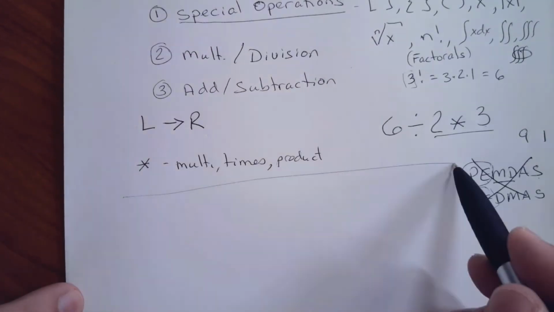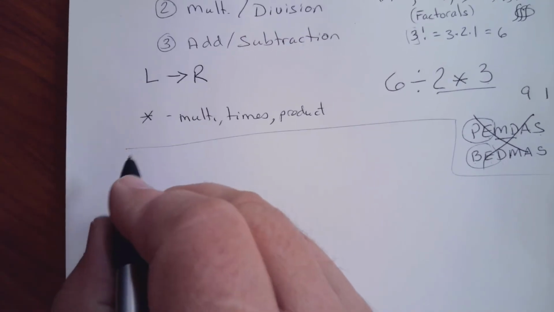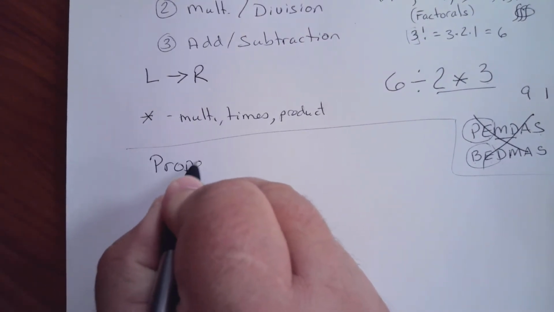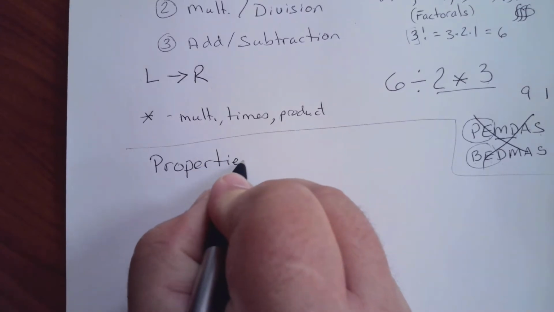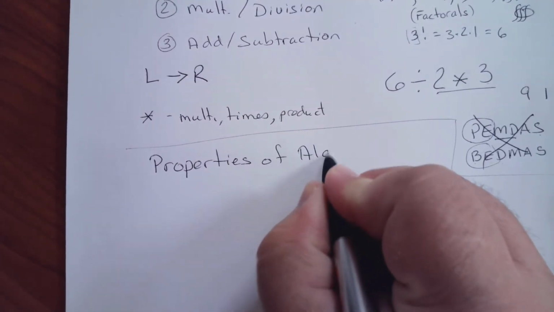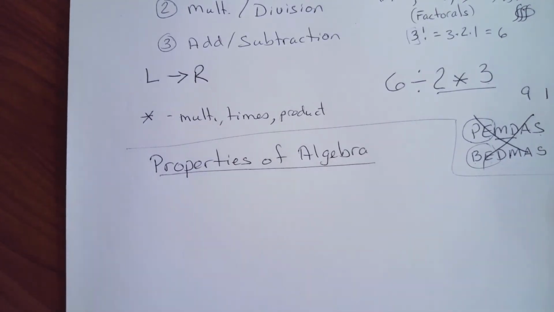All right, so that's the first part, the order of operations. Now, the properties of math or algebra. Can anybody guess where algebra came from? What country?